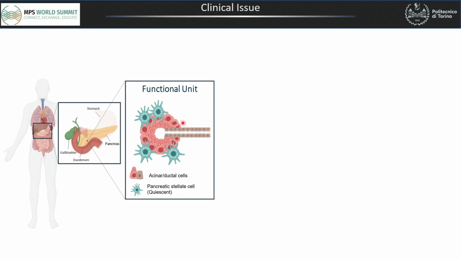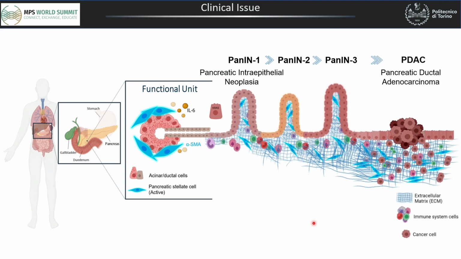It is constituted by epithelial cells, acinar and ductal cells, surrounded by the pancreatic stellate cells that are stromal cells and are normally in a quiescent state. However, as a result of inflammatory stimuli, they become active and change to a spindle shape, exhibiting a myofibroblast-like phenotype. Once activated, these cells start to produce cytokines such as interleukin-6, which induce in the epithelial cells the mutation of oncogenes, mainly the KRAS oncogene, leading to the development of pancreatic cancer through different neoplastic stages.